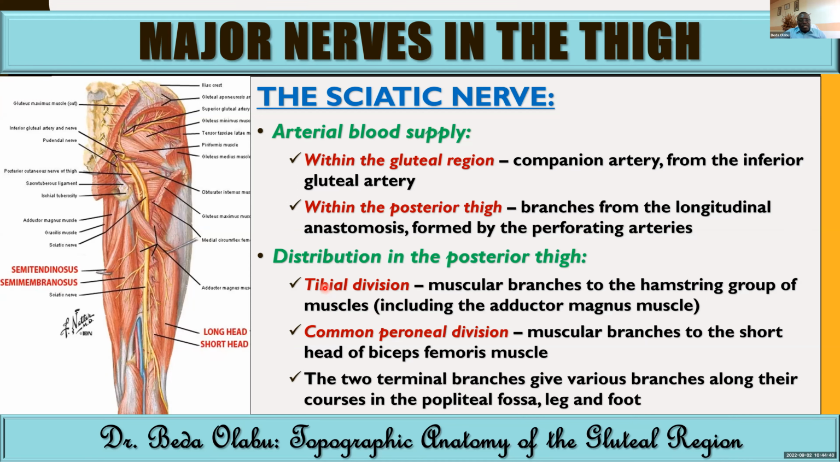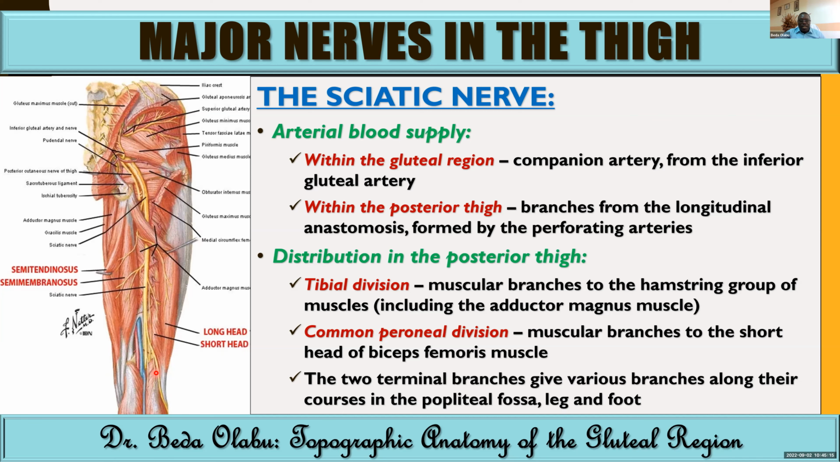The 2 terminal branches, tibial division and common peroneal division, are responsible for supplying many things within the popliteal fossa, as I mentioned, and also in the leg and the foot. And that is why if you injure the sciatic nerve here, you affect the lower limb significantly. You can paralyze the lower limb. The only things you may not paralyze are basically the muscles of the anterior thigh and medial thigh, but everything else is affected. Even sensory, a large part of the lower limb is affected.